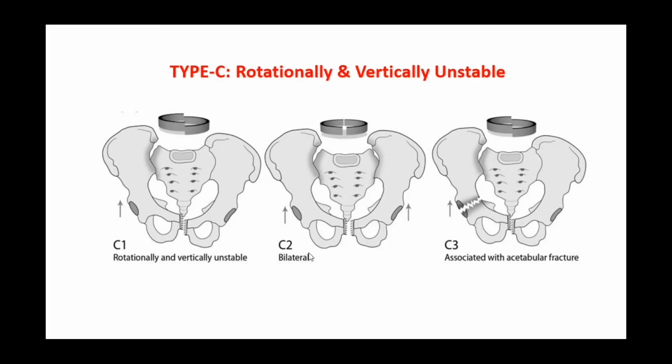Now in C2, because bilaterally the changes are occurring, both the pelvic halves are being displaced from their position. So overall stability of the ring is maintained here because the changes are occurring on both the sides. In C3, there is a vertical and rotational instability along with the associated acetabular fracture. So you can see here the ring is disrupted. There is a vertical and rotational displacement along with this fracture in the acetabular region.